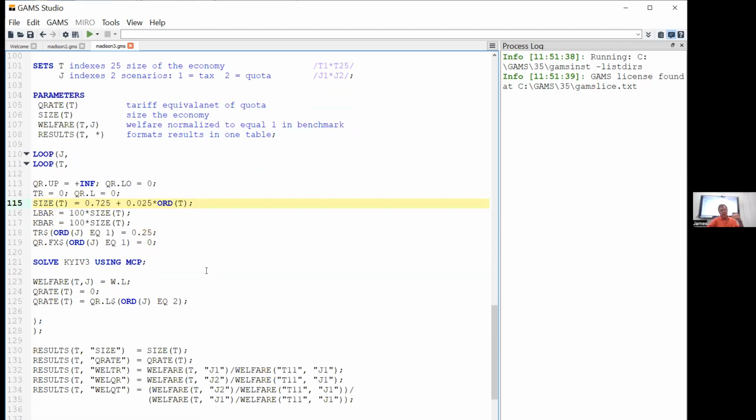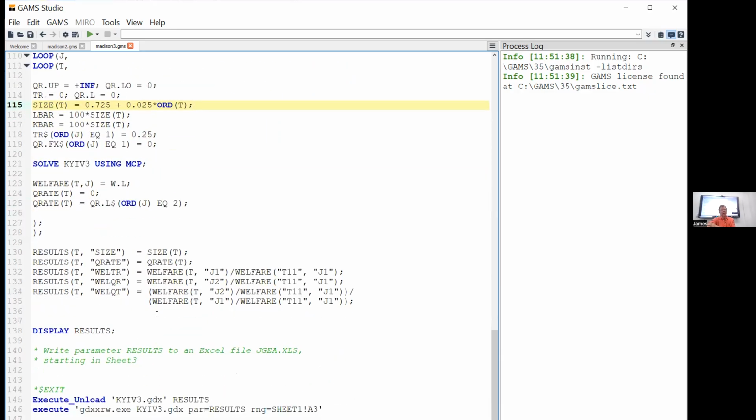So you solve this model. Again, it solves 50 times or 25 levels of the size of the economy, for 2 different variables. One is the tax rate, well, the tax rate is fixed, I'm sorry. And one when it's allowed to be a quota where the tax is set endogenously to enforce the quota.